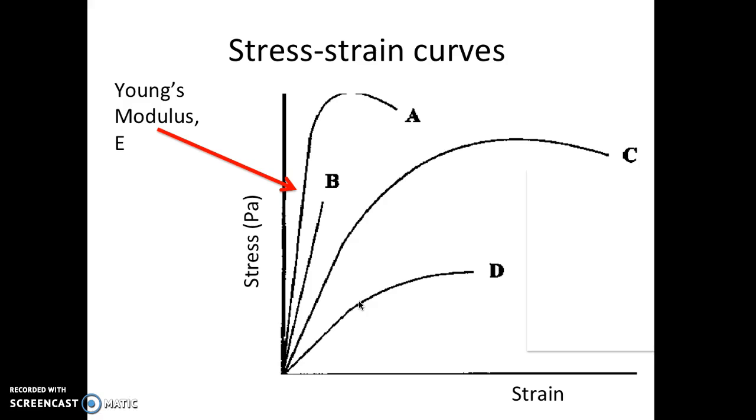So just to check you've been listening, which of these materials, A, B, C or D, has the highest Young's modulus? The answer, of course, is A, that has the steepest Young's modulus, because Young's modulus is the gradient of this line. So the steeper the gradient, the steeper the Young's modulus.